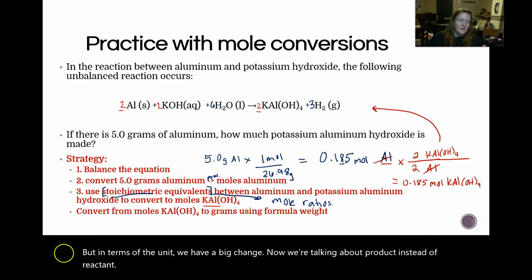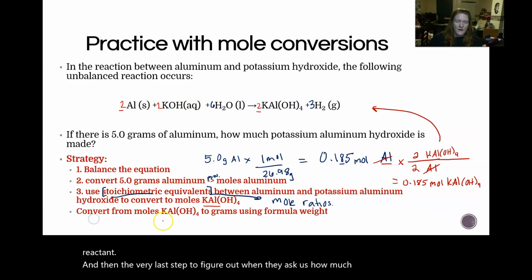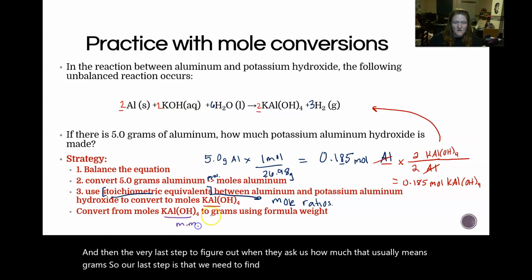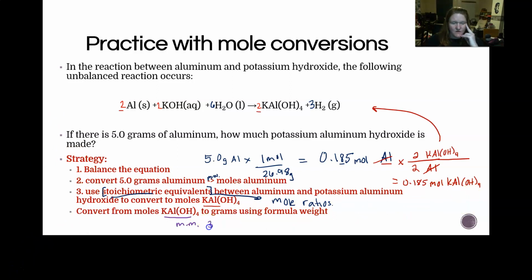And then the very last step: when they ask us how much, that usually means grams. So our last step is that we need to find the molar mass of this in order to go from moles to grams. So I calculated 134.12 grams per mole for this compound.